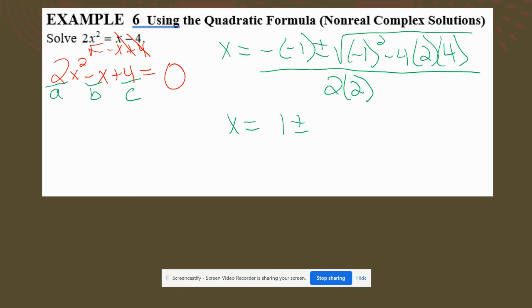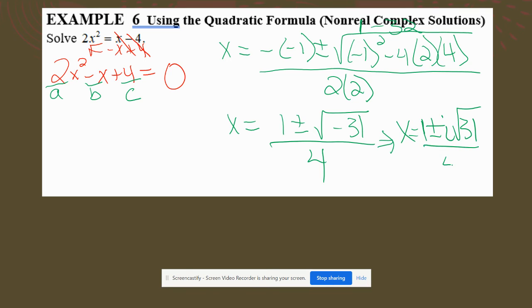Minus negative 1 becomes positive 1. 1 squared is 1. 4 times 2 is 8 times 4 is 32. So underneath the radical, I have 1 minus 32, which is negative 31, over 4. Really nothing I can do to simplify the 31, but we do have to make sure we take out that negative. So our final answer would be x equals 1 plus or minus i square root of 31 over 4. I have no other like terms, so that's it.